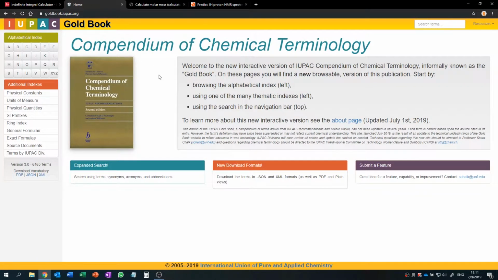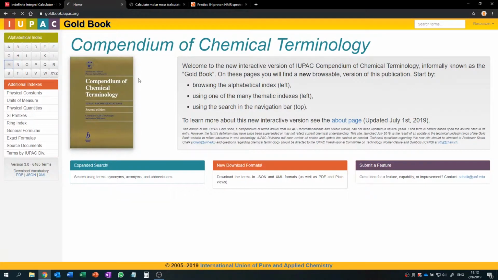The third website that I want to introduce is the IUPAC Gold Book. So this is a website organized by the IUPAC. It's an international organization for organizing the international standards about the chemistry field, especially the definitions and also how the units are defined as well.